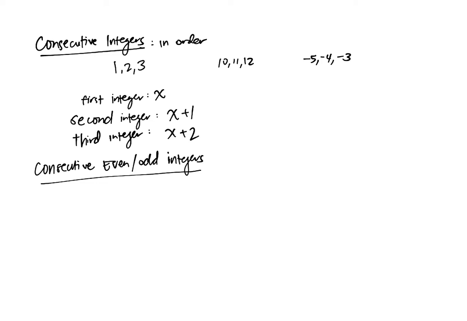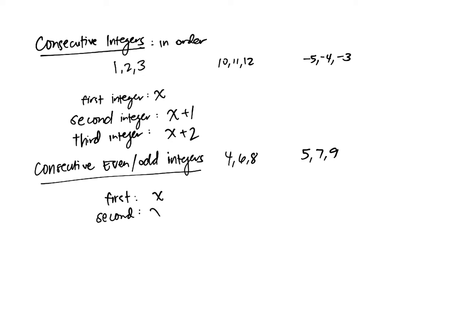So these are still in order, but now for our first one, it's going to be x. The one following it is going to be x plus 2, because you're always skipping one, right? So if we have consecutive even, it would be 4, 6, 8. Consecutive odd will be 5, 7, 9. So we're always jumping from one, skipping another one, right? We're skipping one, going to the other.